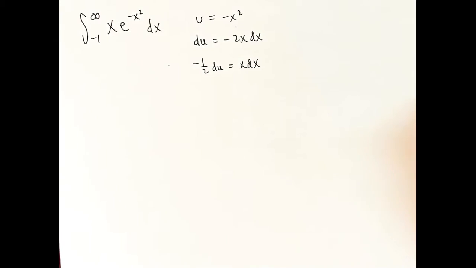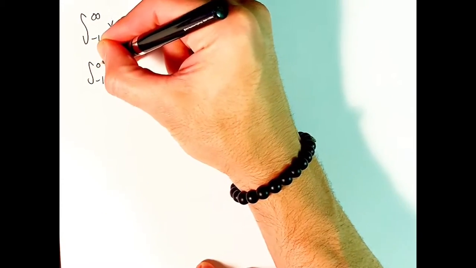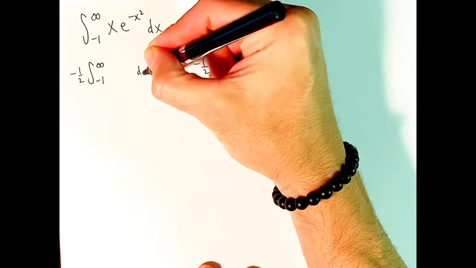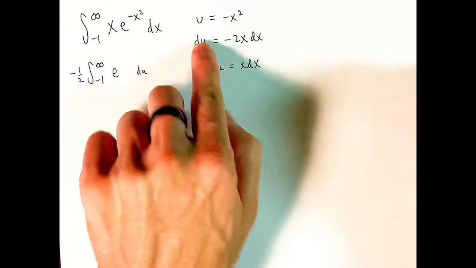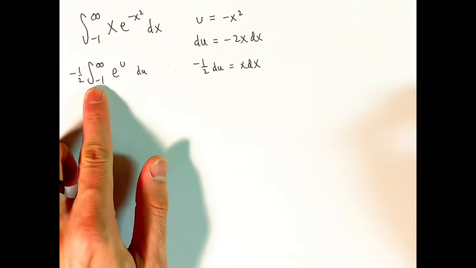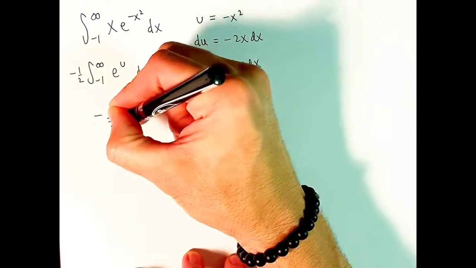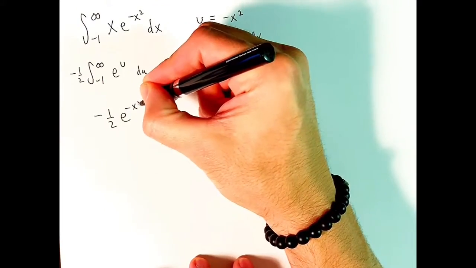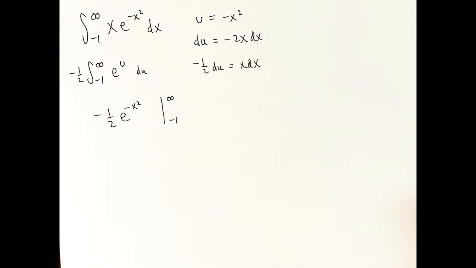We can rewrite the original integral in terms of u. So I have here negative 1 to infinity. x dx is negative 1/2 du. And of course, e stays e, but negative x squared is u. Okay. Now, the antiderivative of e to the u is just itself. So we have negative 1/2 e, and then u is negative x squared. All this is to be evaluated from negative 1 to infinity.